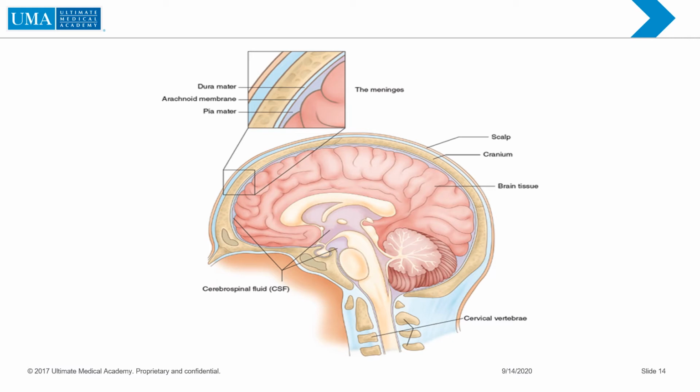Now take a look at the pia mater. The pia mater is the third layer, and this is located nearest the brain and spinal cord. It consists also of connective tissue that contains a rich supply of our blood vessels. The term pia means tender or delicate, where again, mater, that M-A-T-E-R, means mother.